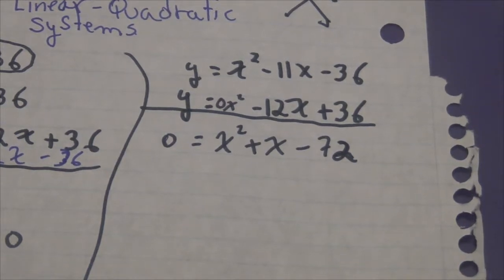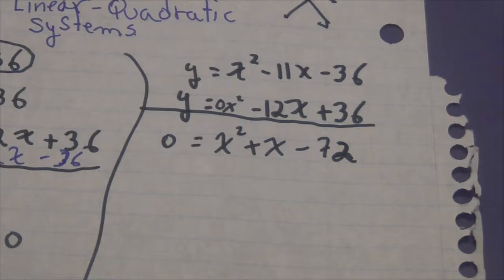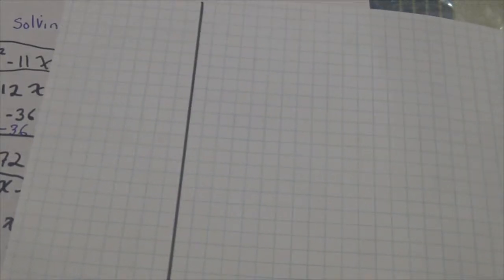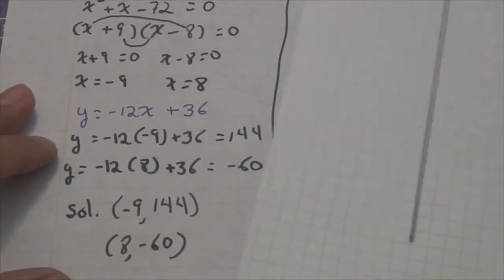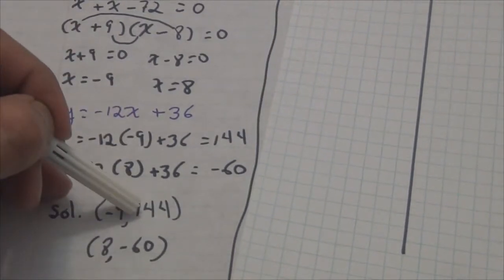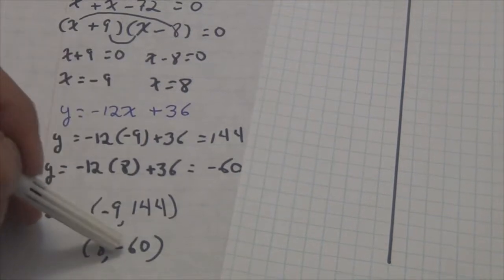So the last method is the graphing method. What I'm going to do is create a set of axes. I'm going to have to make this a little smaller so you could see better. So I create my axis. First of all, I want to know what my solutions are algebraically. 8, -60, okay, and -9, 144. So basically, I need 144 on the y-axis and I need -60 on the y-axis.